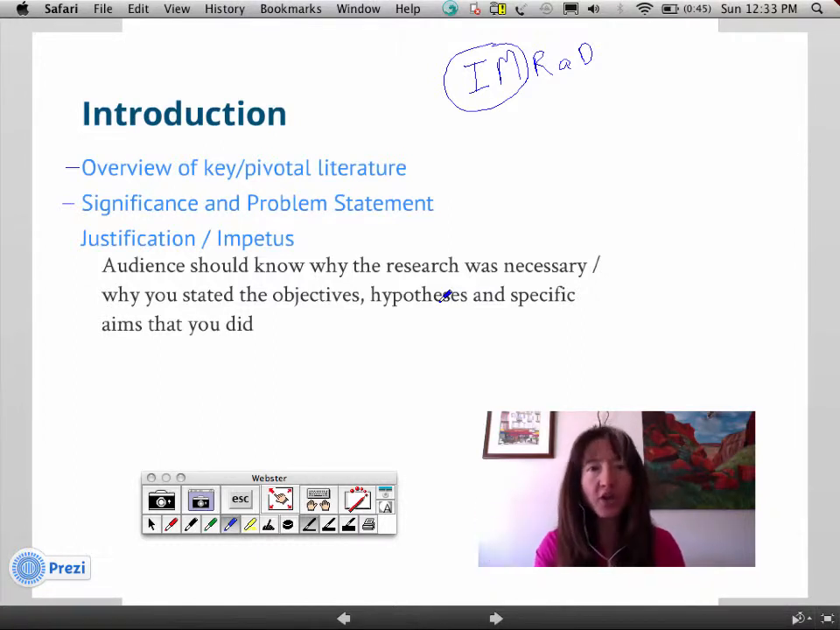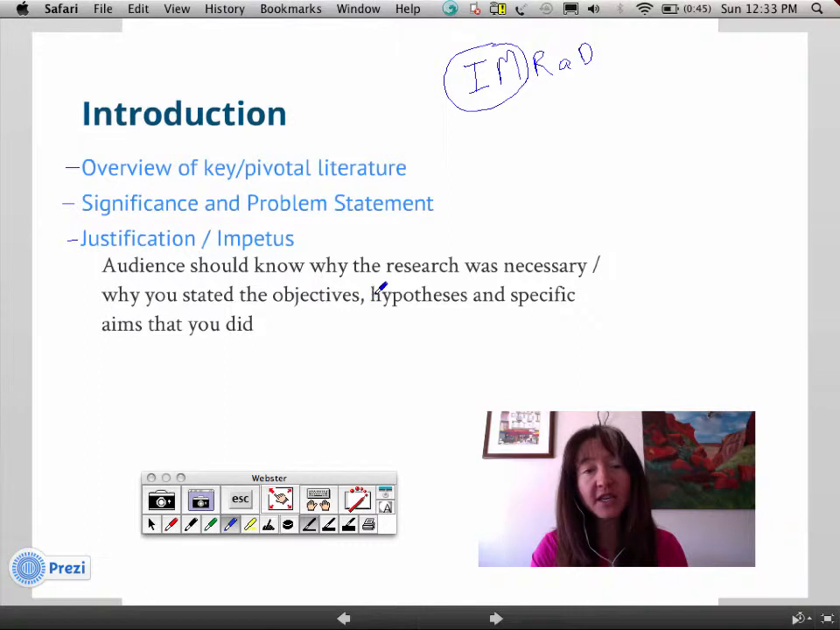That is, tell your reader why this all matters. Why should your reader care? And this is also true of your audience to which you are presenting in an oral presentation. So the justification, the impetus: why did you do it? Keep coming back to telling your audience why the research was necessary.